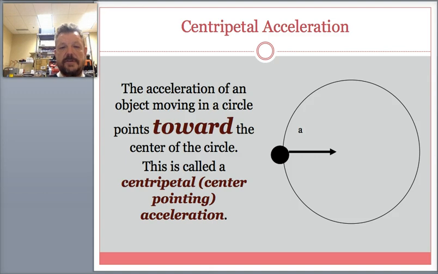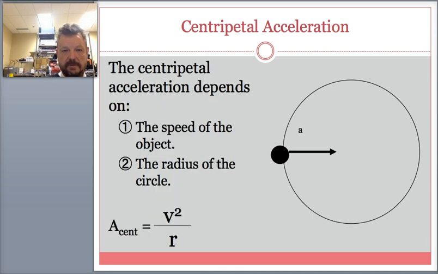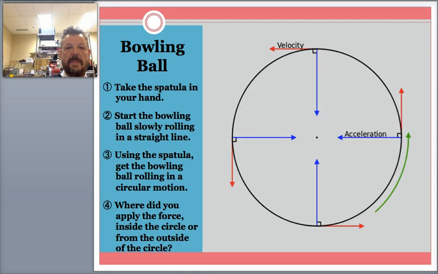Acceleration of an object in a circle points towards the center of the circle. This is called centripetal, or center-pointing, acceleration. Centripetal acceleration depends on the speed of an object and the radius of the circle. You're going to take a bowling ball and see if you can get it going around in a circle. These are the instructions.